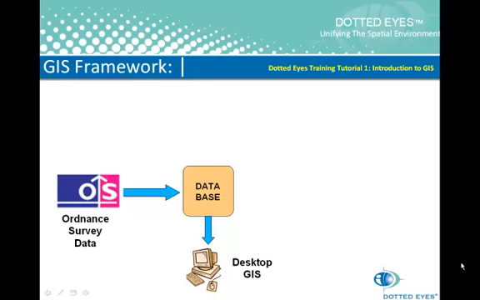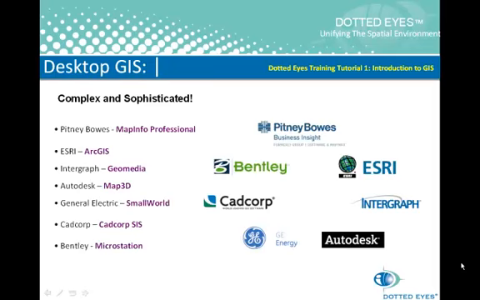First method is desktop GIS software. These are often complex but very sophisticated packages, examples being shown in the diagram. Pitney Bowes' MapInfo, Esri's ArcGIS, and CADCOR's SIS GIS system.